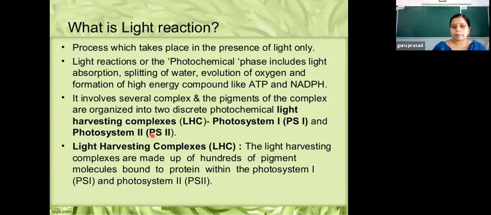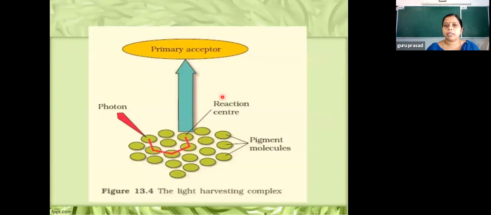Altogether, light harvesting complexes are made up of hundreds of pigment molecules bound within a protein structure, which includes photosystem 1, and here is the diagram. This is the primary electron acceptor, and this is the reaction center, chlorophyll A. Apart from that, all the other pigments, such as xanthophyll, carotenoids, chlorophyll B, phycocyanin and phycoerythrin, are accessory pigments, and the main reaction center is chlorophyll A. Altogether, it forms the LHC, the light harvesting complex.